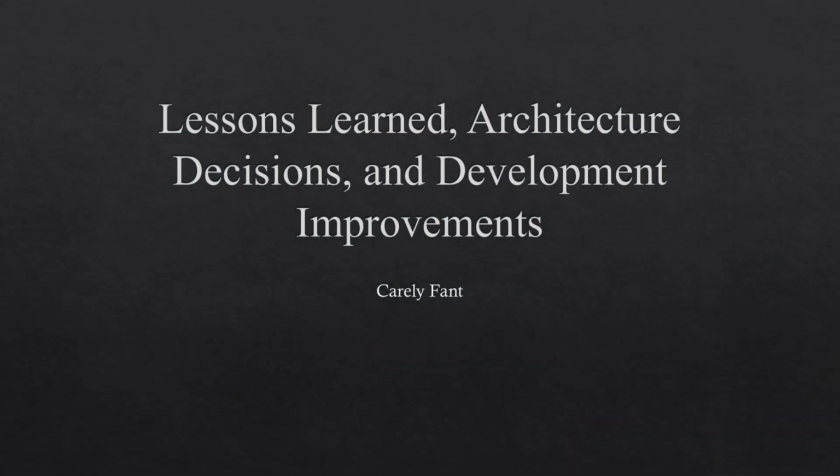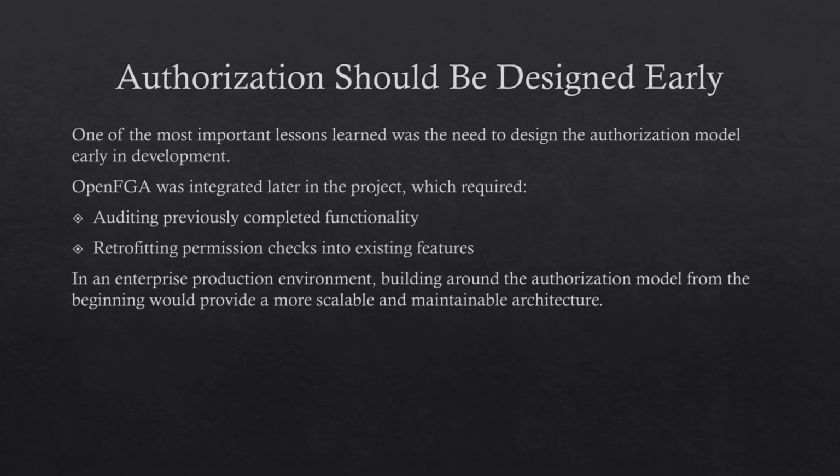As far as some lessons that I learned during this project, things I would probably do differently: first, I would define the authorization before writing any of the features. We added in OpenFGA later in the sprints, which means every feature that existed before it had to be audited and retrofitted for those permission checks. Ideally, in an enterprise production environment, it's probably not realistic that you would ship something like that, but I think building around the auth model would have made things easier.